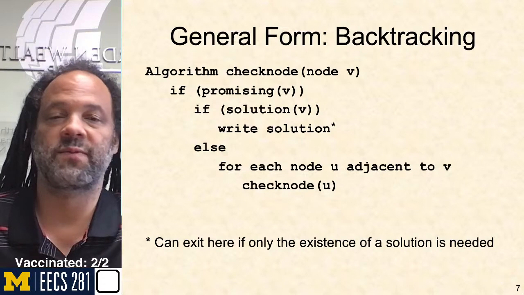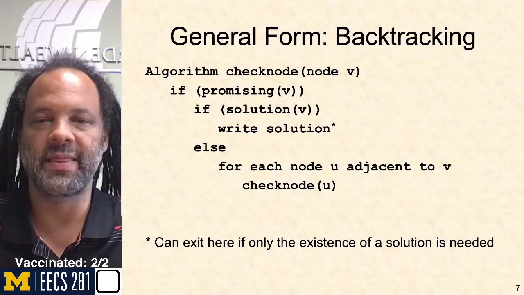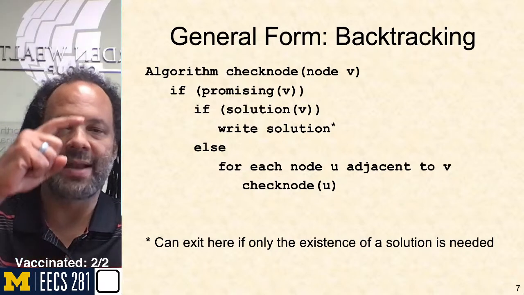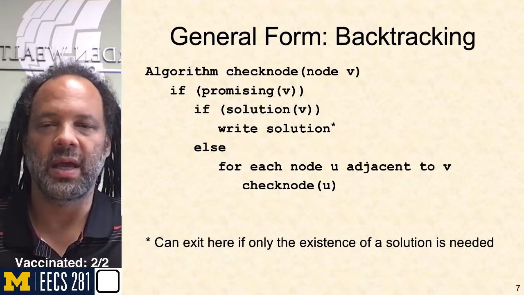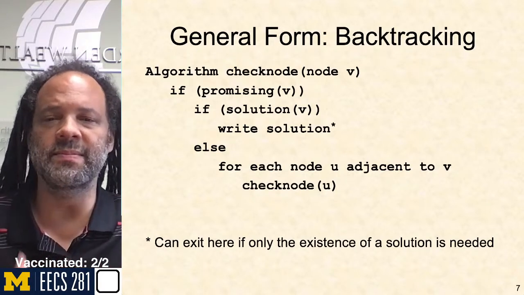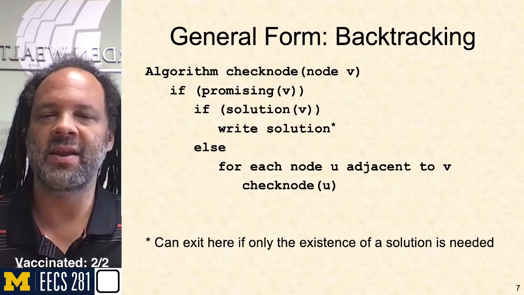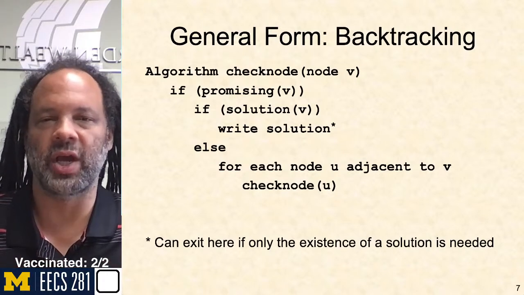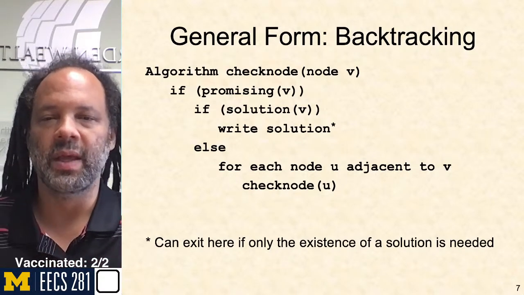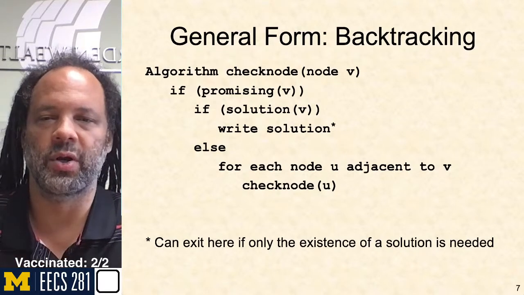We can't have a recursive function without a base case. We need some way to exit without recursing. And this base case doesn't look like a lot of our base cases in the past, but we see that the if promising here encapsulates the call to check node. So if the promising call fails, then we exit check node without calling check node. End of recursion. So this is a base case.